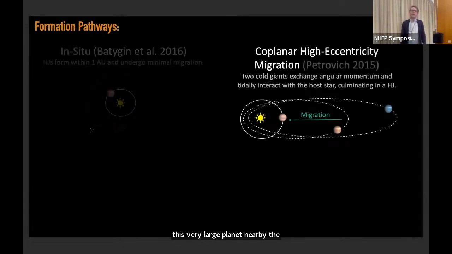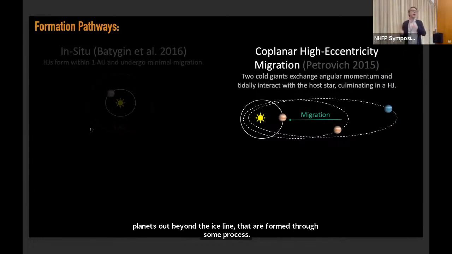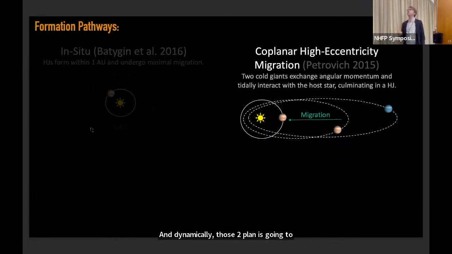A secondary mechanism that's very popular is called coplanar high eccentricity migration. And the way that this mechanism works is you have 2 planets out beyond the ice line that are formed through some process, and dynamically those 2 planets interact and cause the inner one to have a large eccentricity, and then eventually you dump a bunch of the angular momentum through tidal dissipation onto the host star, causing this Jovian planet to migrate inward into a circular, very tight orbit.